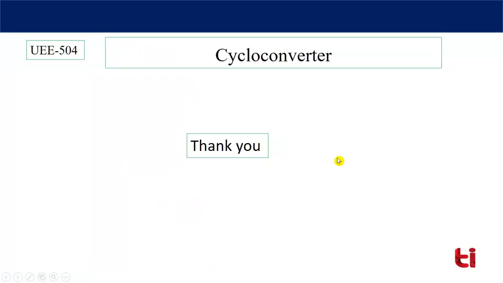So today I have discussed the cycloconverter, which converts input power at one frequency to output power at another frequency. If the frequency of output is more than the input, then it is known as a step up cycloconverter, and if it is less, then a step down cycloconverter.